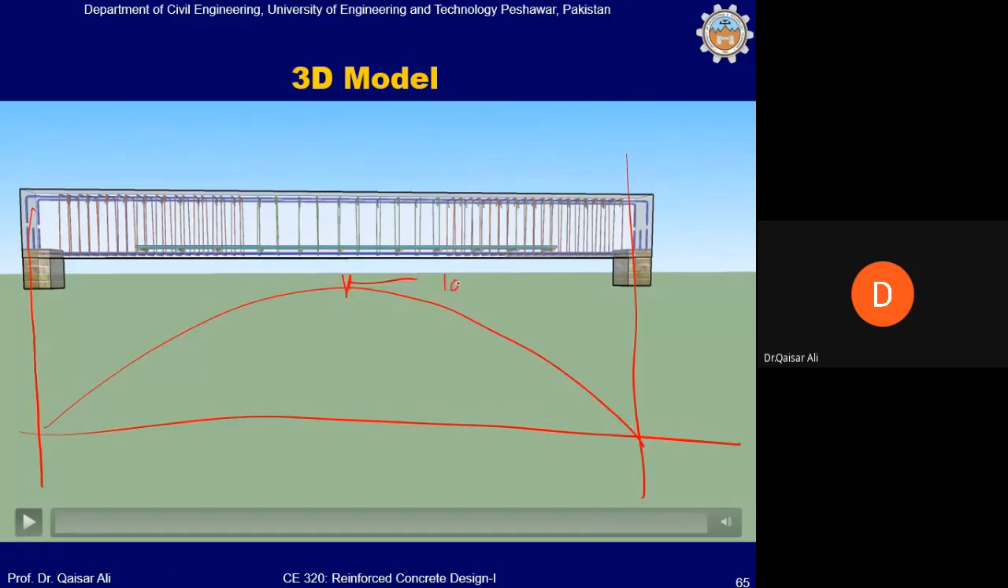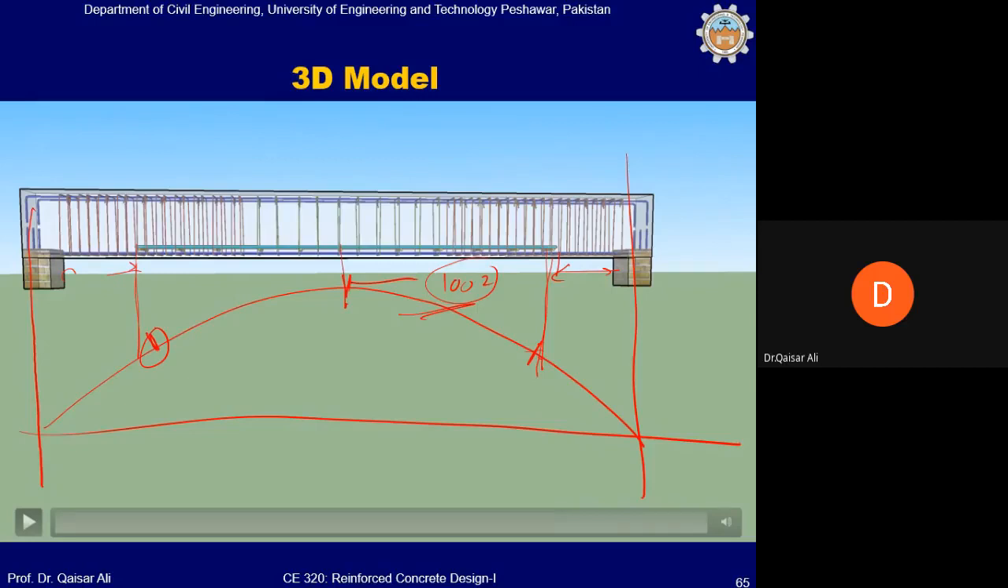That value was here. But the value of bending moment at this location is substantially less than the maximum bending moment. So the area of steel which is required at the center may not be required in this location. So we can curtail a few bars for economy. To economize the project, we can curtail a few bars which need not be taken to a support. Okay?